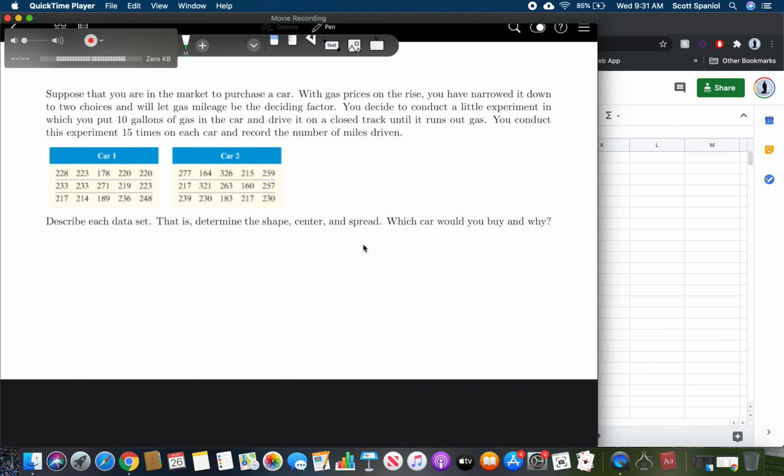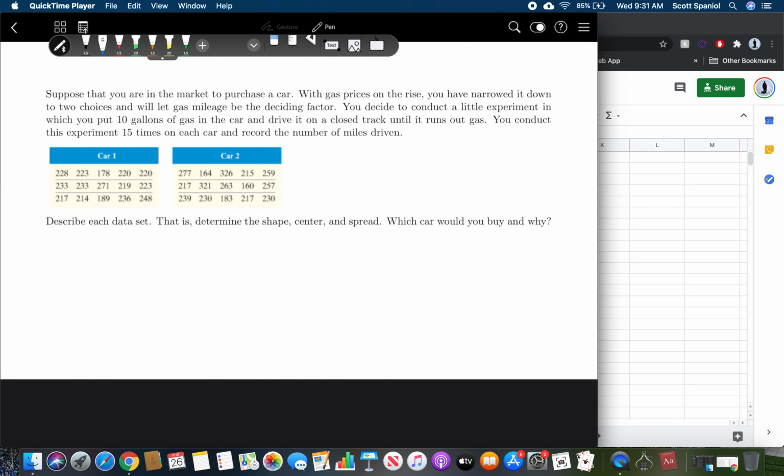Okay, so suppose that you are in the market to purchase a car. With gas prices on the rise, you have narrowed it down to 2 choices and will let gas mileage be the deciding factor. You decide to conduct a little experiment in which you put 10 gallons of gas in the car and drive it on a closed track until it runs out of gas. You conduct this experiment 15 times on each car and record the number of miles. Describe the data set. That is, determine the shape, center, and spread. Which car should you buy and why?